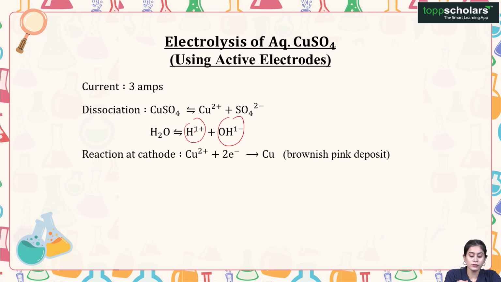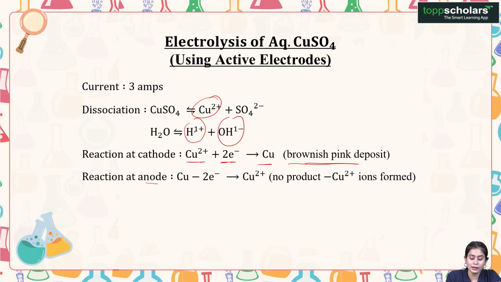Okay, next. What will be the reaction at the cathode? This Cu2+ will gain electrons to form pure copper, which is the brownish pink deposit that you will get. You got copper? Okay, next, what will happen at the anode? What is your anode? Your copper, correct? Your copper metal. That copper will lose electrons and form ions. Which ions? Cu2+ ions. So no product is formed here, instead it forms Cu2+ ions because the anode which we are using here is copper. So I hope that is clear to you.